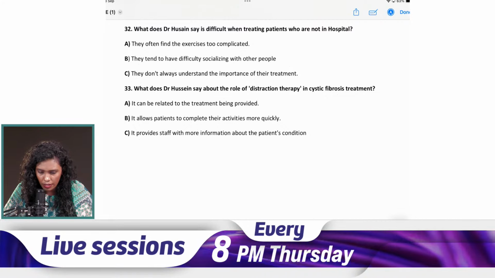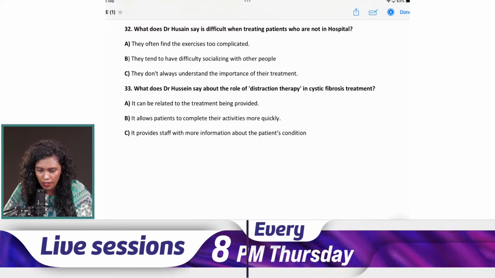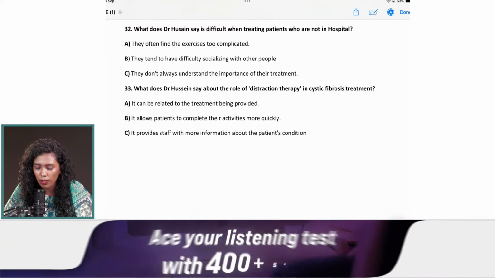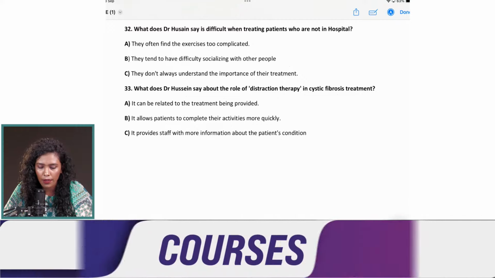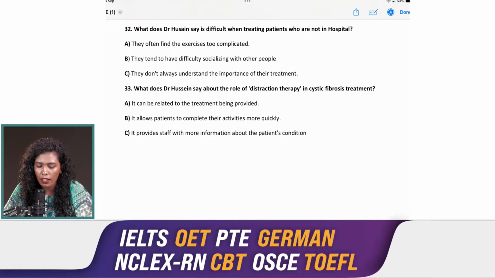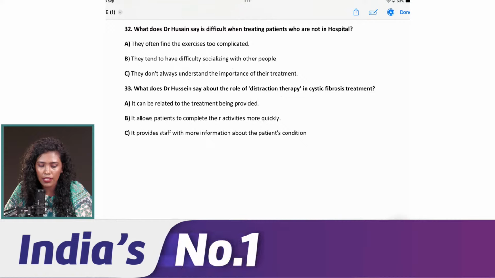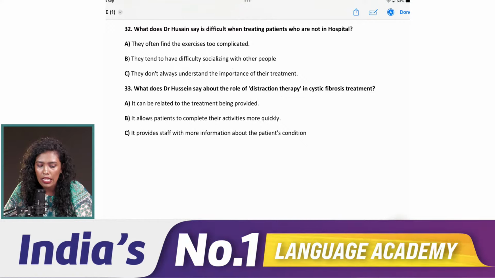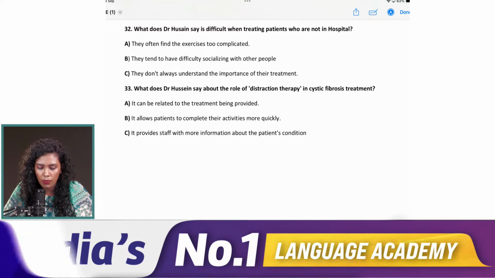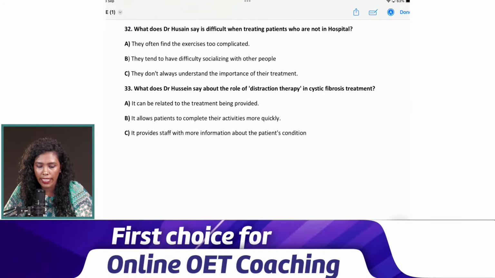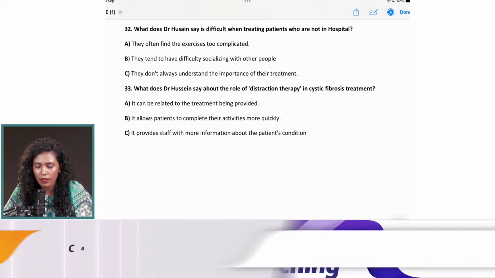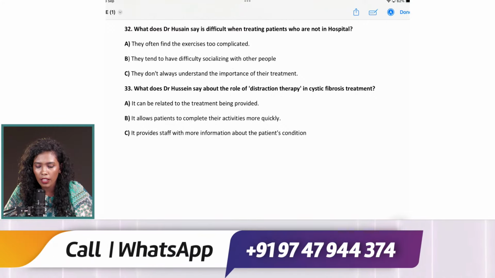Okay, so what is the question stating? Dr. Hussain is trying to mention the role of particularly distraction therapy in the treatment of cystic fibrosis, and we have three options. The first one mentions that it can be related to the treatment being provided. The second one mentions that it is allowing the patient to complete their activities more quickly. Basically, if distraction therapy is included, they are able to treat everything properly.